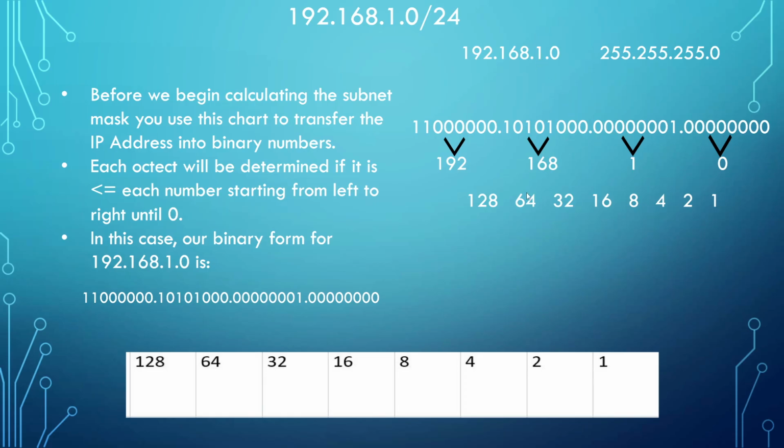Now we know 1 doesn't go into any of these numbers until it gets to 1. So we put 0 all the way until the 8th place, and we put a 1. And then we put 8 zeros for the last octet because it's 0.